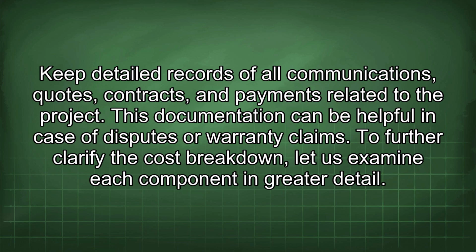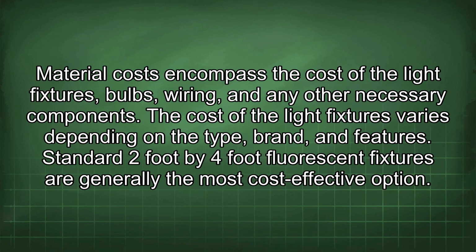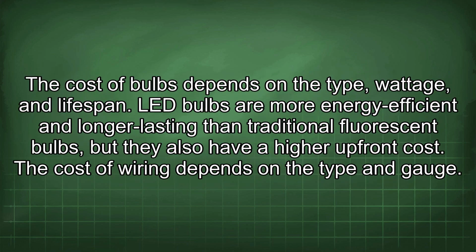To further clarify the cost breakdown, let us examine each component in greater detail. Material costs encompass the cost of the light fixtures, bulbs, wiring, and any other necessary components. The cost of the light fixtures varies depending on the type, brand, and features. Standard 2x4 fluorescent fixtures are generally the most cost-effective option. The cost of bulbs depends on the type, wattage, and lifespan.